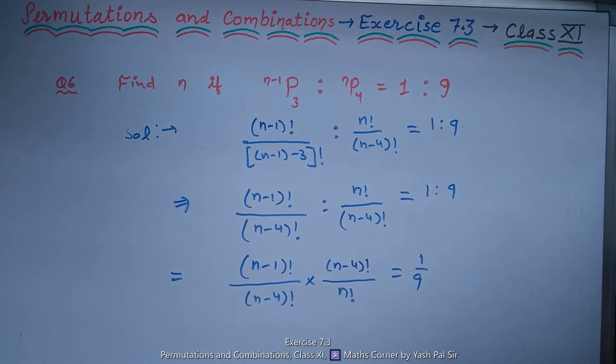So this way (n minus 4)! is cancelled. So we are left with (n minus 1)! divided by n!, which is equal to 1 upon 9.